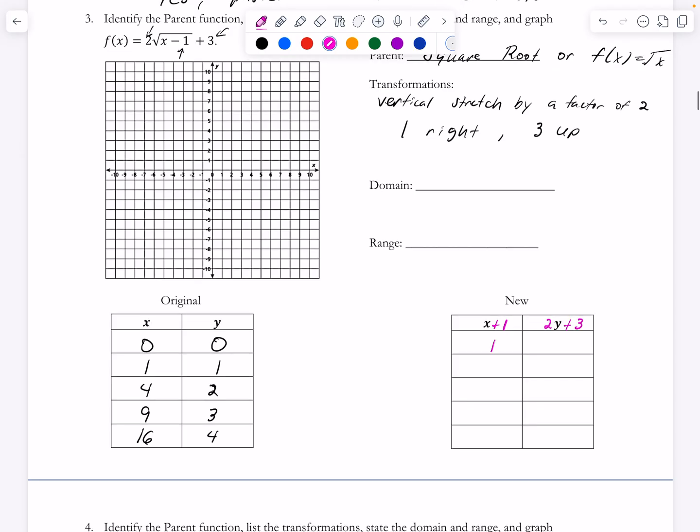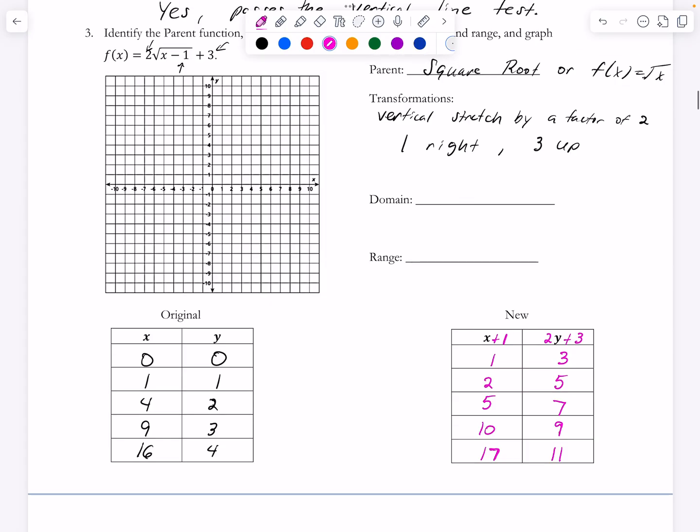So that's going to be 1, 2, 5, 10, 17. I won't be graphing 17. 2 times 0 is 0, plus 3 is 3. 2 times 1 is 2, plus 3 is 5. That's 4, plus 3 is 7. That's 6 plus 3 is 9, and then 8 plus 3 is 11. Let's graph those. 1, 3, 2, 5, 5, 7, and then 10, 9 is my last one.